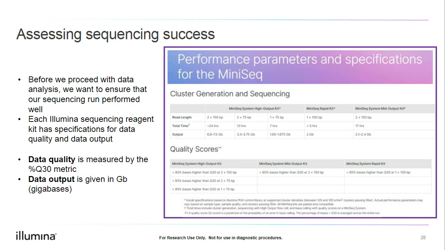Illumina provides specifications for each sequencing kit for all sequencing platforms. This is where we can look to see the expected Q30 percentage and yield for the sequencing kit we are using. In this example, for the MiniSeq, we can see the expected output or yield values for each sequencing kit in gigabases. Looking lower on the page, we can see the expected Q30 percentages for each kit read length.